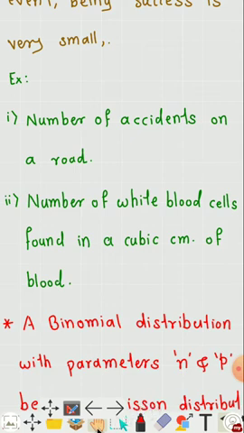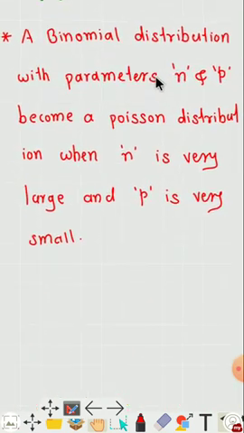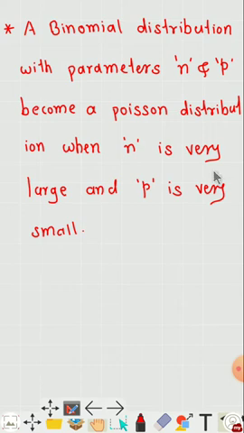So we can define Poisson distribution in other words: it is nothing but a binomial distribution with parameters n and p, but the condition is that n is very large, meaning the number of trials is very large, and the probability of success is very small. So a binomial distribution with parameters n and p becomes a Poisson distribution when n is very large and p is very small. So we perform experiments in very large number, and in this case also the probability of success is very small. In this case we can say it is a Poisson distribution.